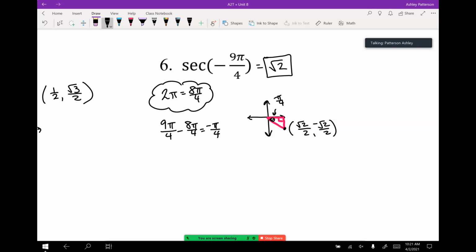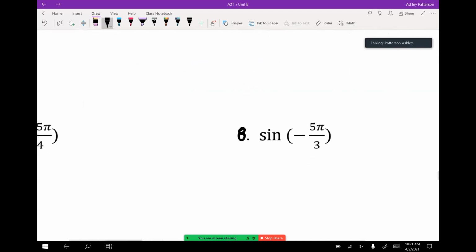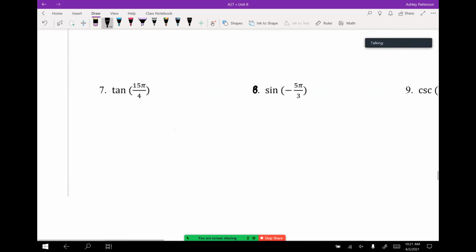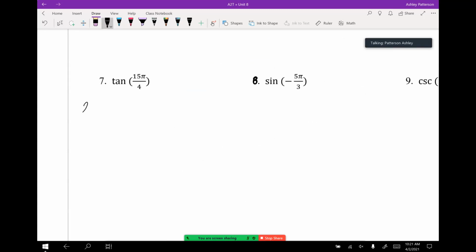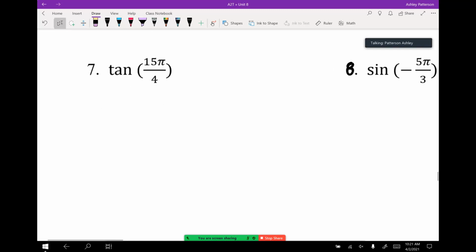All right, let's take a look at number 7, and then I'll take questions if you have them. 15 pi over 4. Woo! Again, we know that full revolution is equivalent. I don't know what is happening to my pen. Uh-oh. Houston, we have a problem. Okay, it's just really slow. There we go.